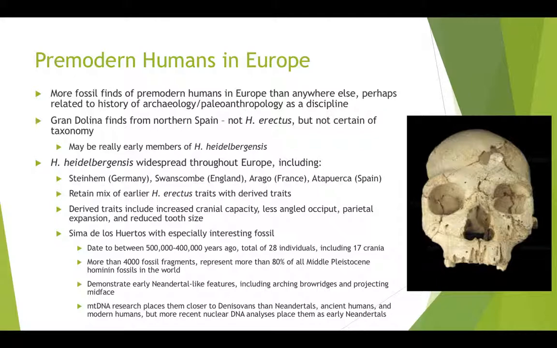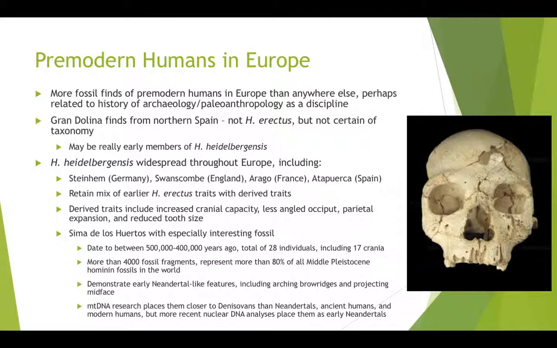There are more fossil finds of Homo heidelbergensis in Europe than anywhere else in the world, and this is most likely related to the history of archaeology and paleoanthropology as a discipline in Europe. I mean, we talked about the fascination that European peoples have had with the diversity that they find around the planet, but also because of the continuing intensification and urbanization of Europe. We had new buildings being constructed and old sites being disturbed by cities expanding, and so a lot of that then ties into the emergence of archaeology as a field of study.